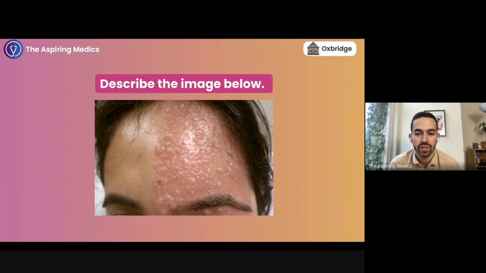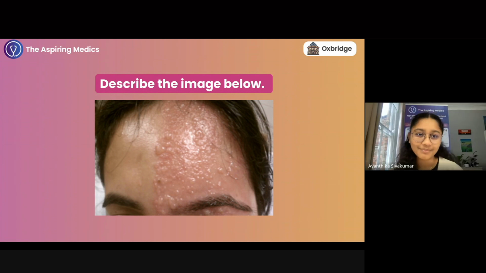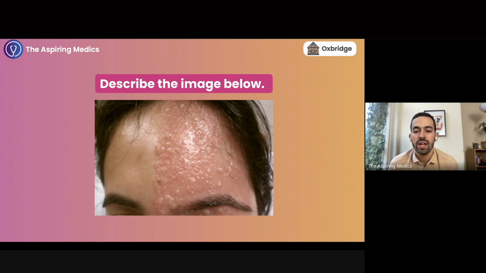What's pus? Pus, if I understand, it's like some white blood cells that have died due to when there's an immune response happening in the face, and so they're deposited as part of the pus. Okay, so what makes you think that there's pus here?